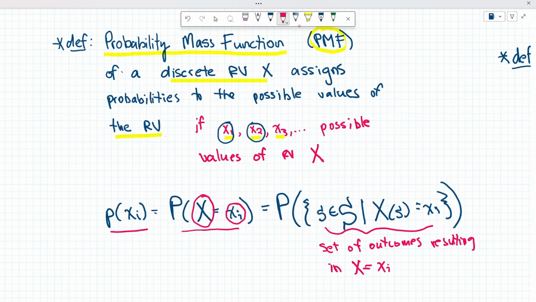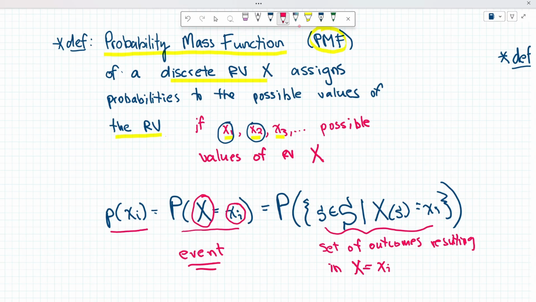So the probability of the event. We're going to be using the word event a lot in probability. It is considered an event when our random variable equals that specific possible outcome xi. Okay, so this is our formal definition of our probability mass function.